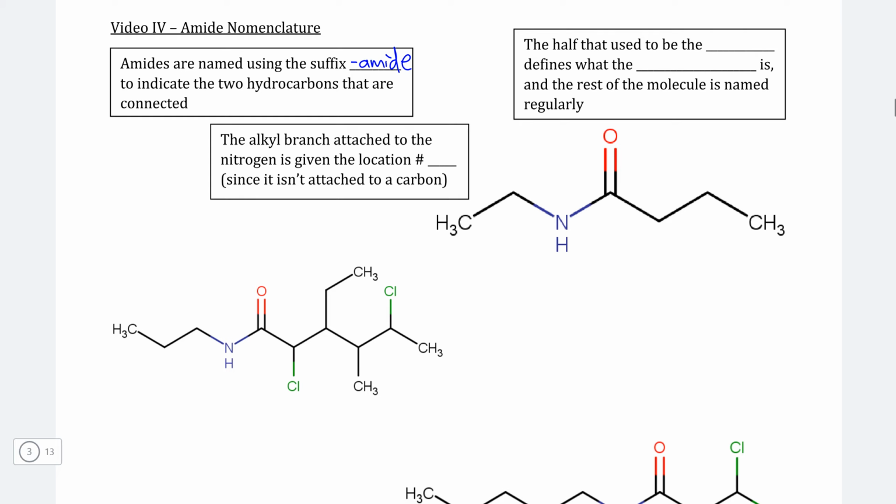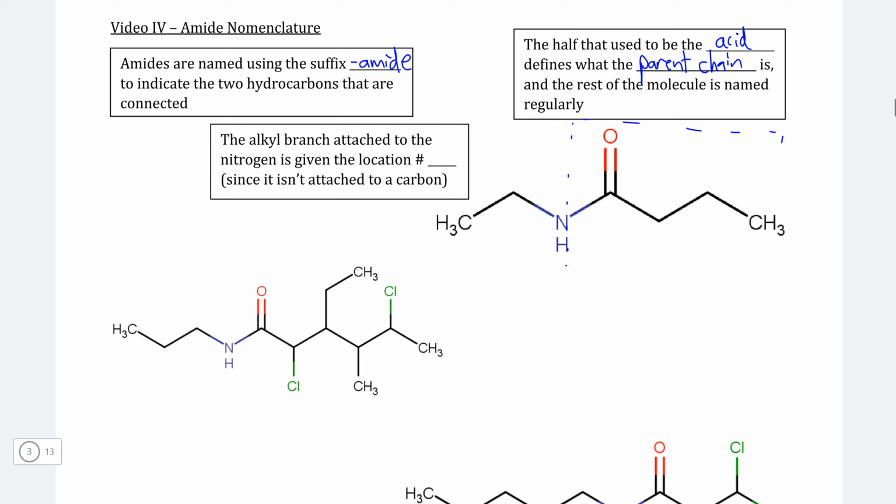Now, the first stage in identifying the name of any organic molecule is to identify which part of the molecule is the parent chain, because that's going to be the root on which we build the entire name. We identify the parent chain of amide compounds the same way that we do with esters, by looking for the half of the molecule that used to be the carboxylic acid half.